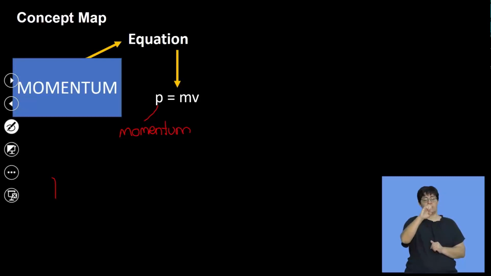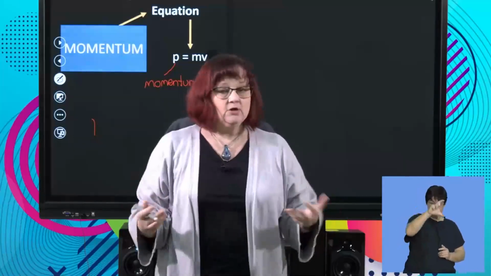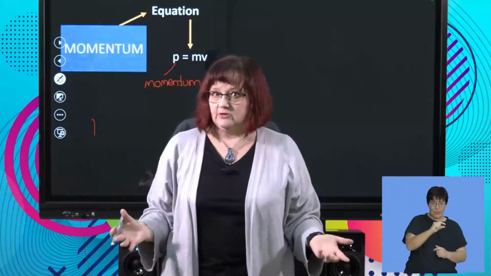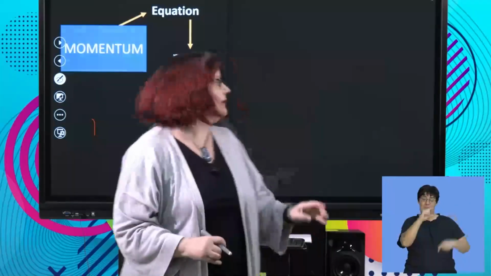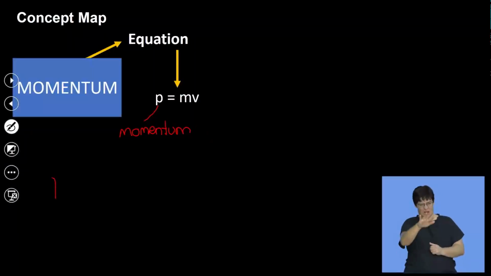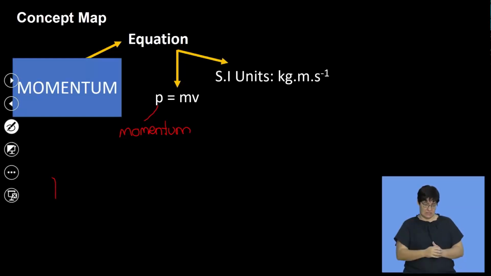Please guys, it is a lowercase p. Capital P means power. Totally different concept. Okay, so this is a lowercase p. You know m is mass and you know v is velocity. That gets us to the units, all right?